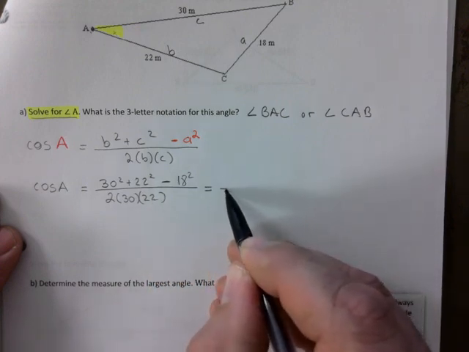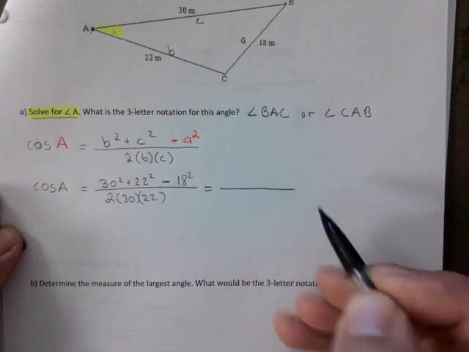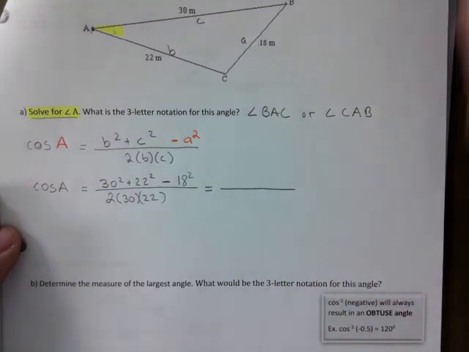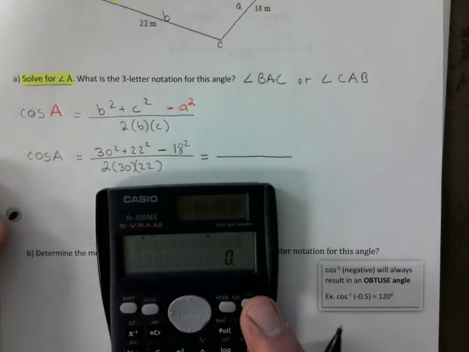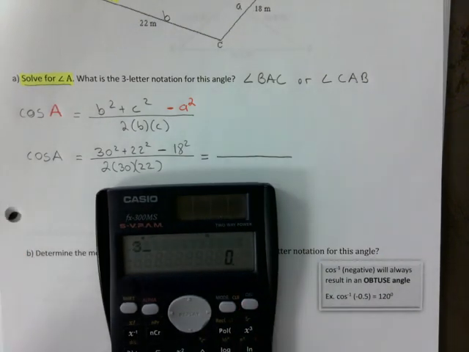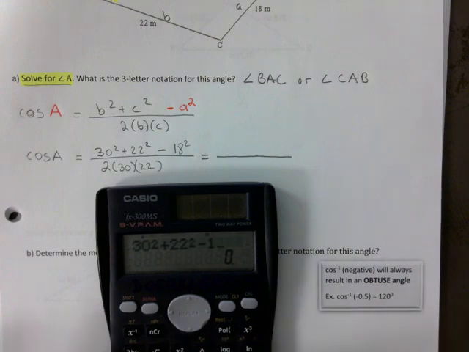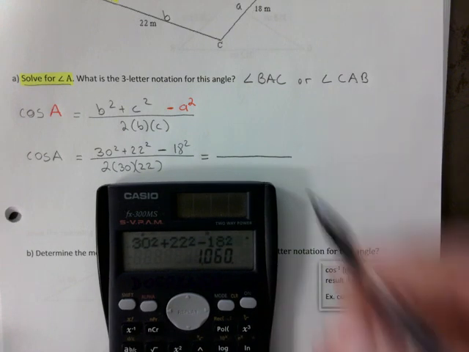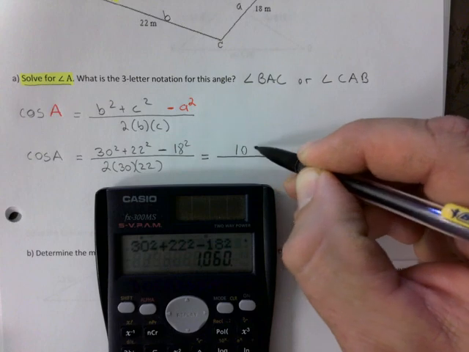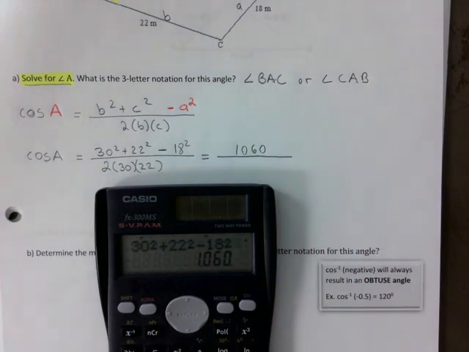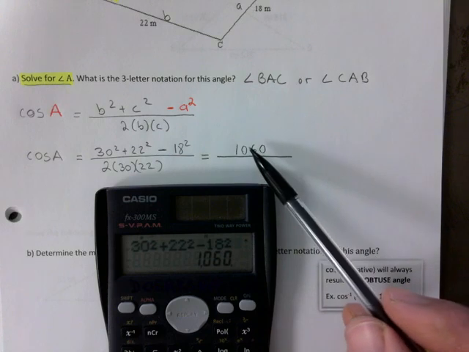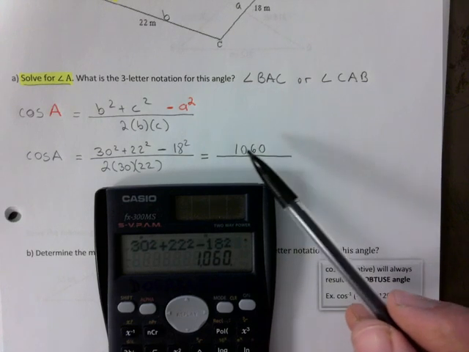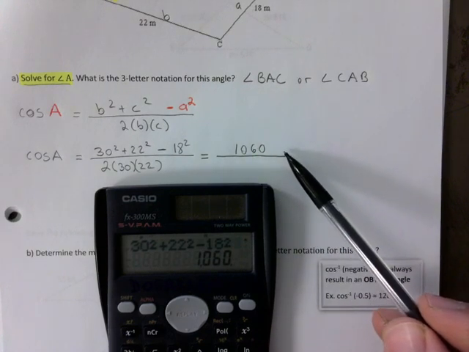And do not shortcut this next step. Okay. I will always recommend you do both separately. So let's do the numerator. So we go 30 squared plus 22 squared minus 18 squared, right? We go like that. That's 1,060. If you do decimals, right, you'll have 4 decimals, whatever. You use all of the digits. Don't round. Okay.